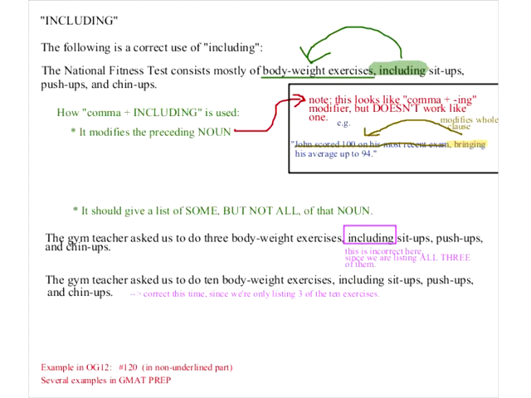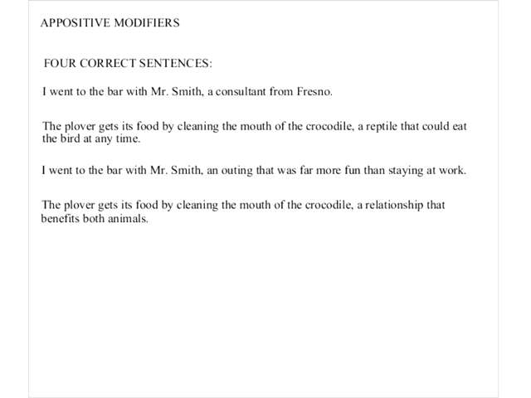Okay, let's talk about appositive modifiers. Let me tell you what appositive modifiers are. Appositive modifiers are set off by commas. They consist of just a noun or a noun plus modifiers of that noun. In other words, they are not complete sentences. This is a noun plus modifiers. And the way they work, we're going to see below.